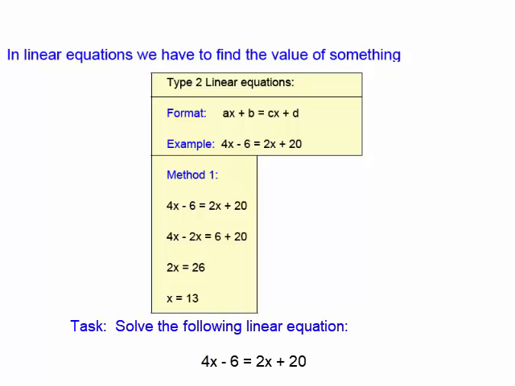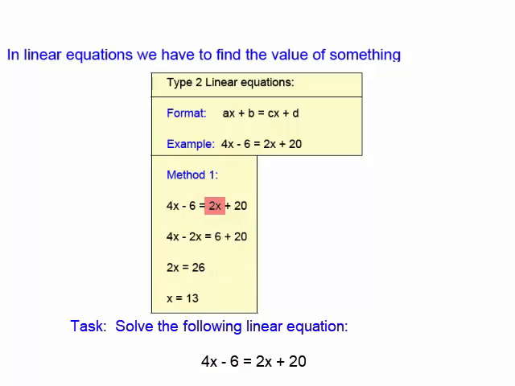In the second type of linear equation you can come across, there is an expression on each side of the equation. In this linear equation, we have 4x minus 6 equals 2x plus 20. Again, there are two methods of solving this type of equation. We can place all the x's on one side of the equal sign and all the numbers on the other side of the equal sign. Simplify the equation and find a value for x.